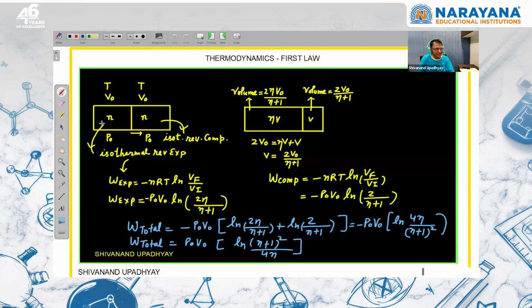वर्क डन, यहाँ पे एक्सपेंशन हो रहा है, रिवर्सिबल एक्सपेंशन, और यहाँ पे रिवर्सिबल कंप्रेशन हो रहा है. Same formula you can apply and add them. So you'll get the answer, right? So you can try this question.